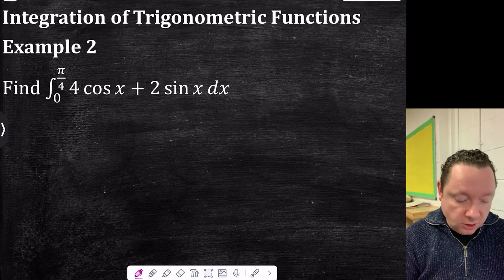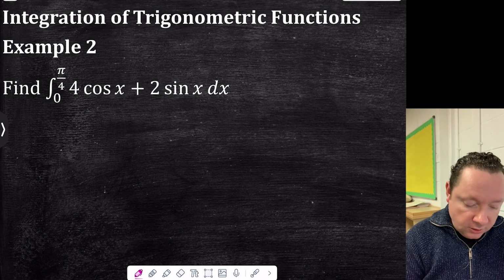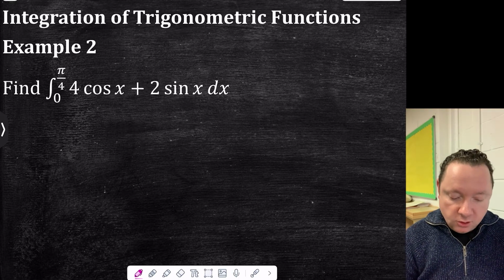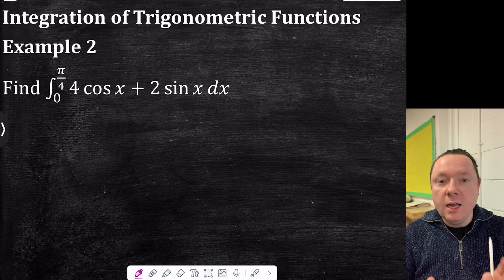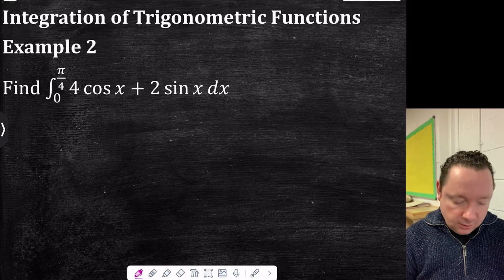Integration of trigonometric functions, example 2. Find the integral between 0 and pi over 4 of 4 cos x plus 2 sin x. Why pi over 4 and not degrees? Because integration and differentiation for trig is already defined in radians. So be aware of that.